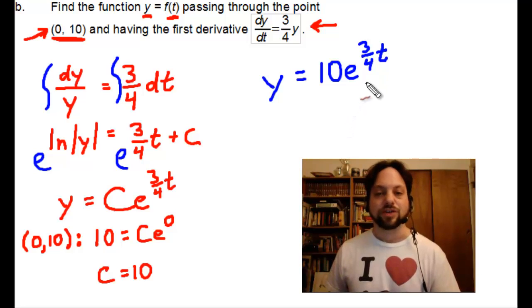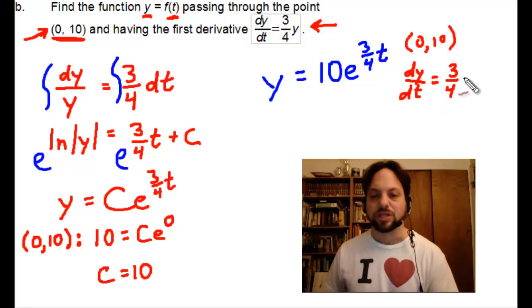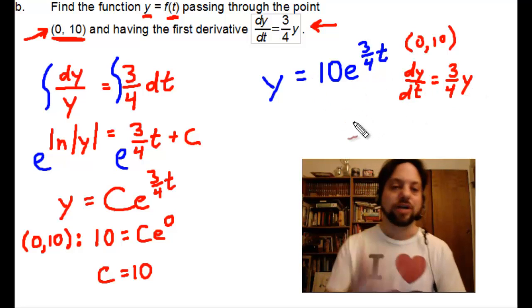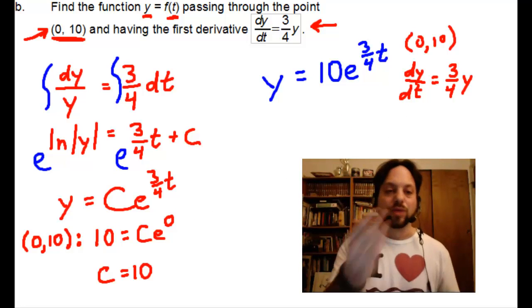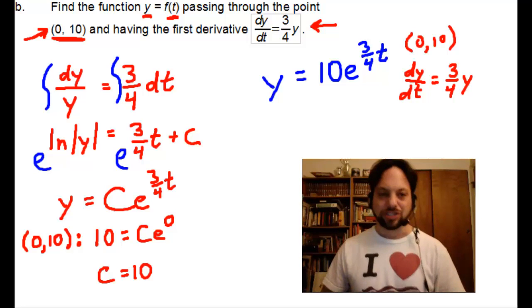You can verify for yourself that this does in fact go through the point (0, 10). And if you differentiate this, you can also verify for yourself that the derivative of y with respect to t actually is 3/4 times this function y. So pretty cool. Go ahead and try it yourself. See that it works. And with that, we'll move on to one of our best old friends, the slope field.